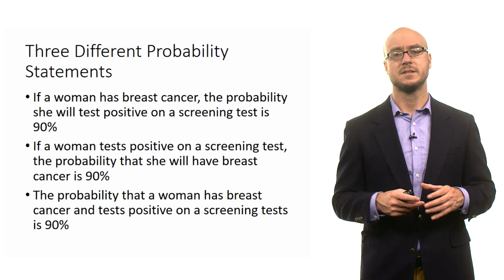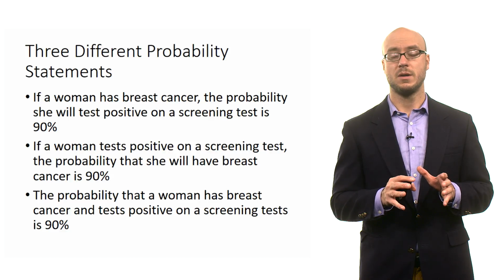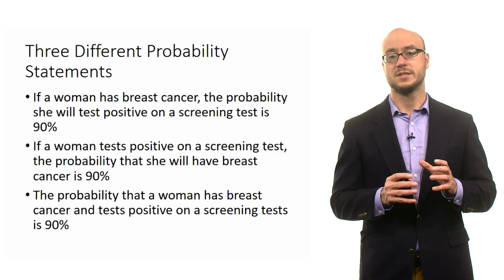And then this last statement is: the probability that a woman has breast cancer and tests positive on a screening test is 90%. So the last statement is in fact not a conditional probability, it's a joint probability. It says, given A and B, what's the probability? Each of these three statements is different. The first two statements are conditional probabilities, and the last statement is a joint probability.